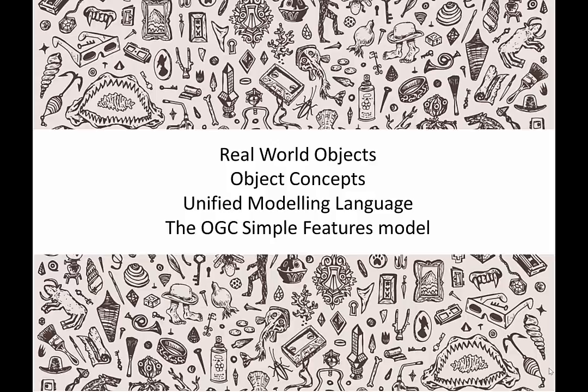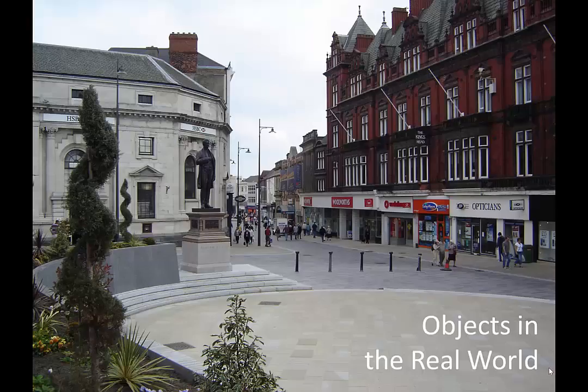So 4 topics here: real-world objects, object concepts, the sort of theory of object-oriented design. We've met UML previously briefly, but we'll return to see UML in a bit more detail. And then, as I say, once we've seen UML, we'll look at the UML diagram of the OGC Simple Features model. So that's our schedule.